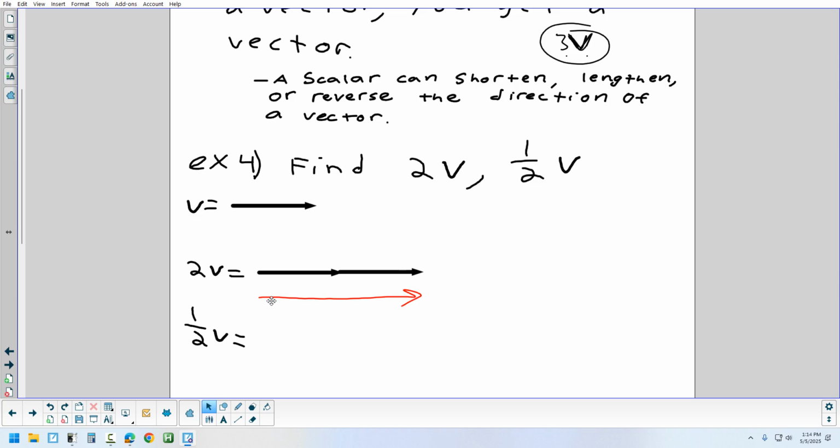How about 1/2 v? Half of one. I don't have a way to do an exact half on the board, so that one I just have to estimate. So you just take half of it. It'd be about like that. So in that case, that's a scalar product that made the vector longer, and a scalar product that made the vector shorter.